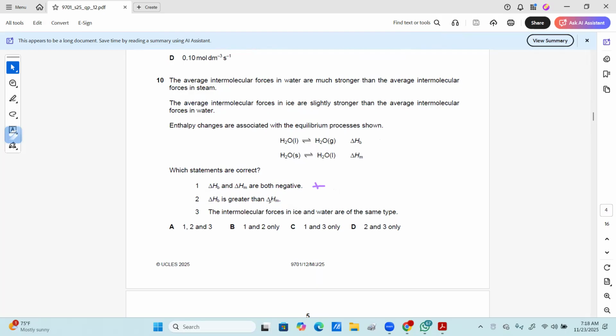Delta HB is greater than delta HM. That is correct. Because we know ice will melt at 0 degrees Celsius but boil at 100 degrees Celsius. The intermolecular forces in ice and water are of the same type. So they all have hydrogen bonding only. So 2 and 3 are only correct.